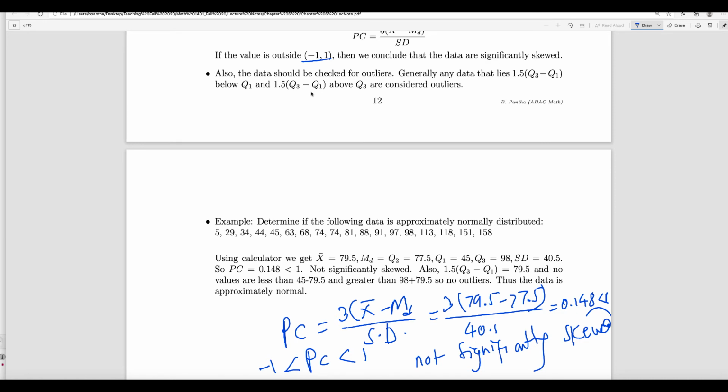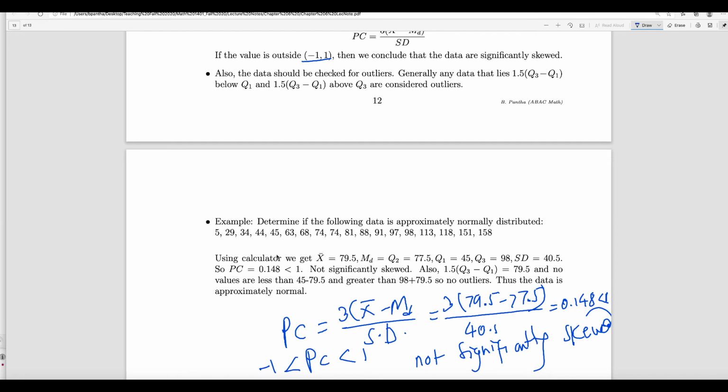Also, let us find the outliers. Q3 minus Q1 is 98 minus 45, which is 53. 1.5 times 53 is 79.5. Any value smaller than Q1 minus 79.5, that is 45 minus 79.5, or greater than Q3 plus 79.5, that is 98 plus 79.5, will be an outlier. But there are no such data values, so there are no outliers.